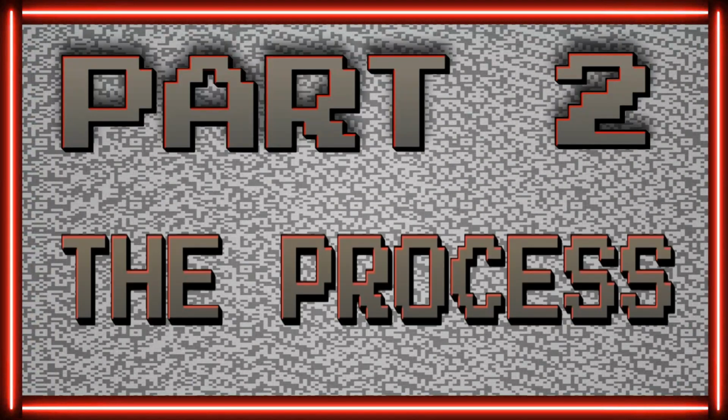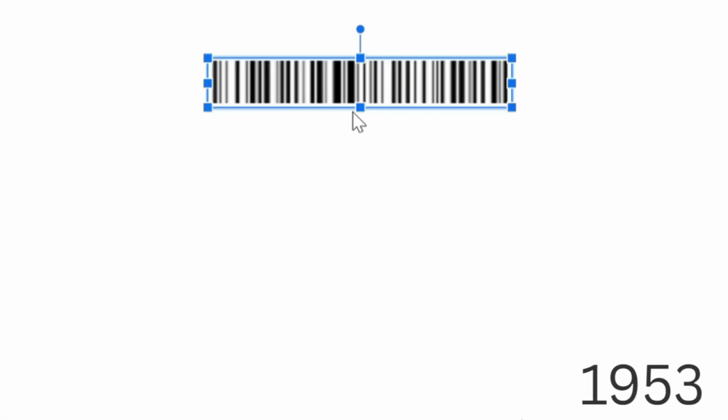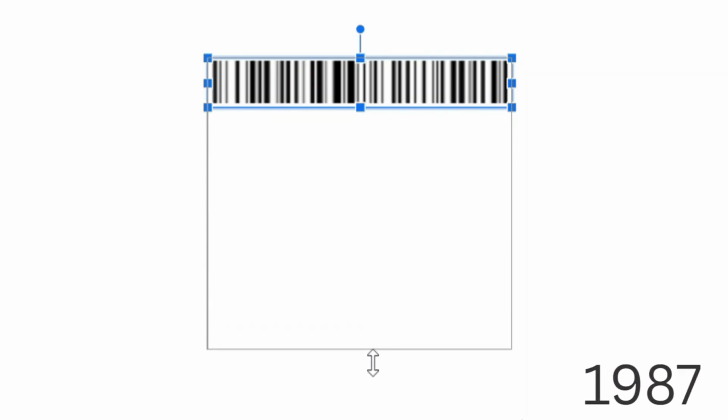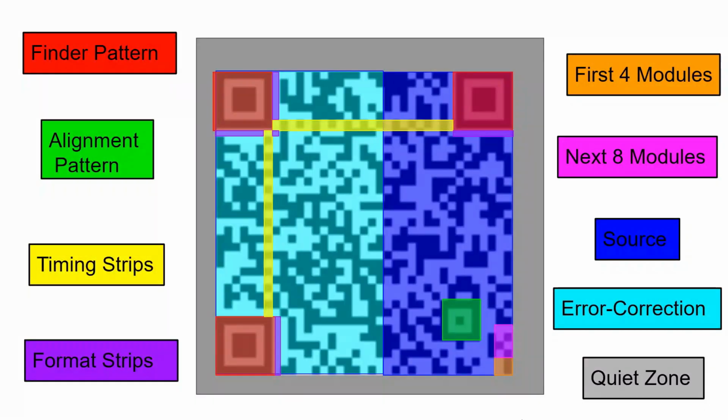Part 2, the process. As the QR code was made as a two-dimensional way of holding more information than a barcode, it's actually very intricate with a lot of parts to it.